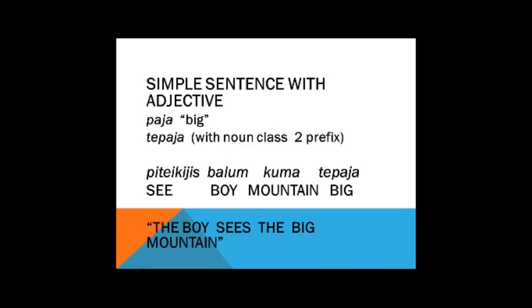Okay? Now let's put the whole sentence together along with the adjective, because what we want to say this time is the boy sees the big mountain. The whole thing is going to be Pichayikayis balum kuma chepaya. The boy sees the big mountain.